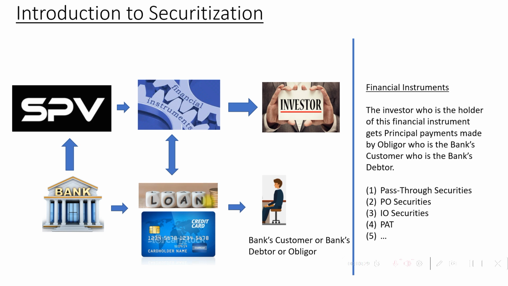Now, in addition, we were mentioning that the SPVs, after buying the bank's assets, which are loans or credit card payments or anything like that, make financial instruments. So what are some of the financial instruments? They are pass-through certificates, PO certificates, IO securities, PAT. We will explain these later, but these will be bought by the investors, and through these instruments the investor can get the principal and interest payments of the bank's customer, because these assets are bought by the SPV, and the SPV makes these financial instruments work for the investor.